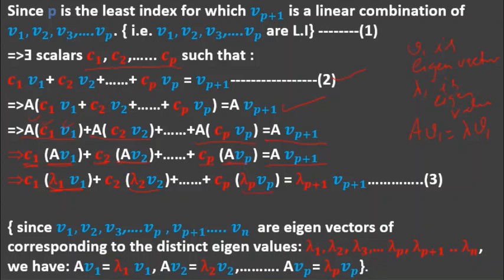So here I have written after equation 3, since V1, V2, V3 and so on Vn are eigenvectors corresponding to the distinct eigenvalues lambda 1, lambda 2, lambda 3 and so on lambda n, we have A V1 is equal to lambda 1 V1, A V2 is equal to lambda 2 V2 and so on, A Vp is equal to lambda p Vp.